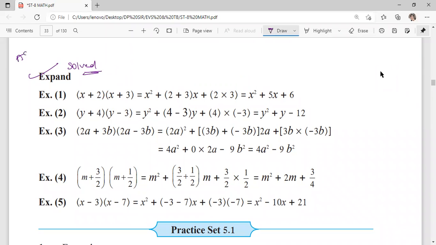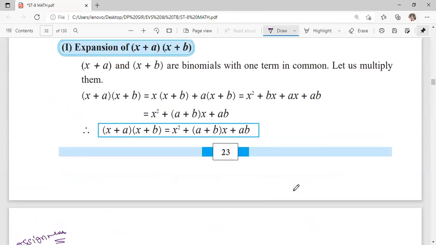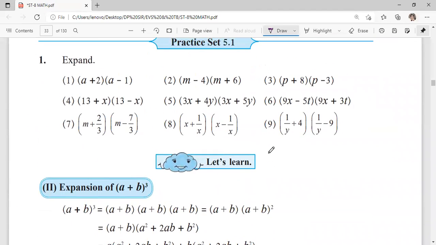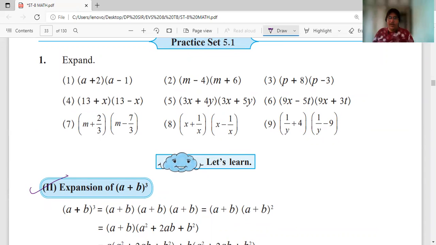Next time onwards, all the solved examples will be considered in your assignment questions. So stay tuned for the next lecture. In the next lecture, we are going to study the formula a plus b the whole cube. It's a very interesting formula, and I'll meet you all soon with that.